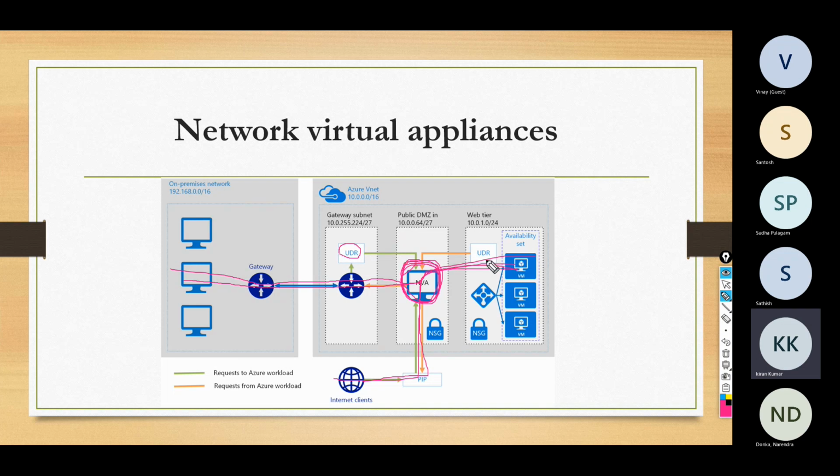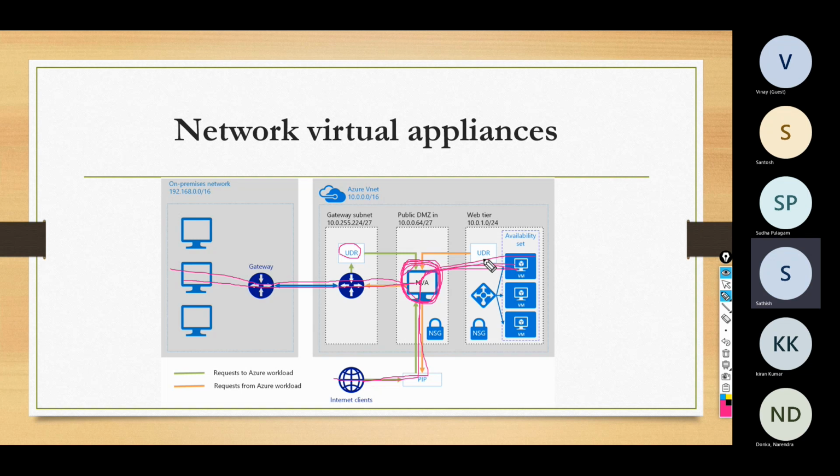So the route table we need to associate, and how the traffic needs to flow, we are going to define it. That is the way UDR is very helpful, guys. Understood, everyone? Any questions? No questions? Got it?